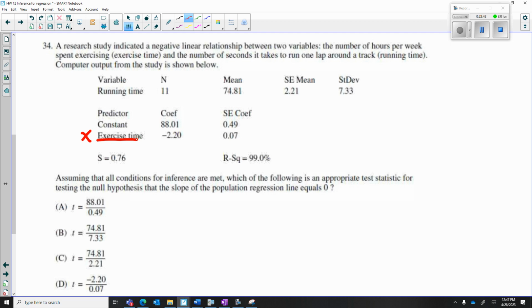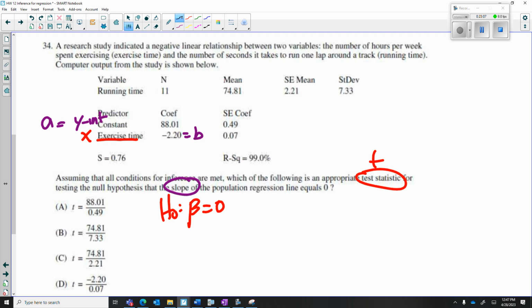Assuming that the conditions for inference are met, which of the following is an appropriate test statistic? So that's the t-score for the null hypothesis that the slope is 0. So they're saying if H0 beta equals 0, we want to find the t-score for the slope. So again, this is the y-intercept, the constant, and that's letter A, and the slope is the B. So you can cross out the y-intercept and focus on the slope.